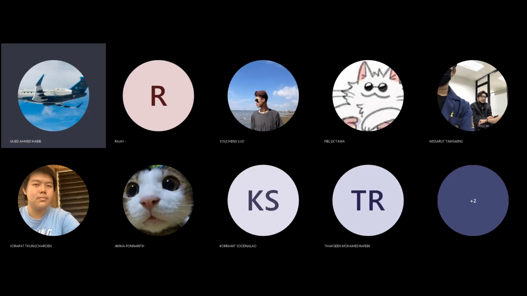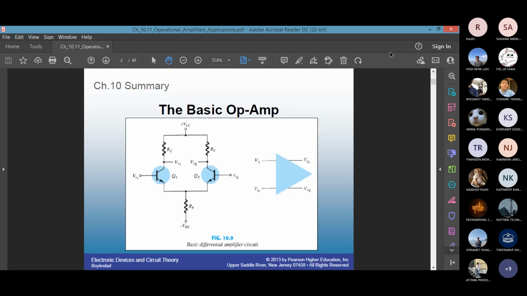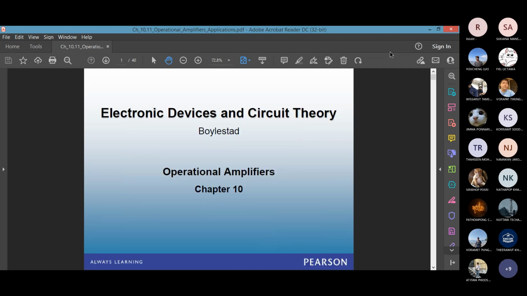The op-amp. Homework 3 will be combining the topic of JFET and operational amplifier. Operational amplifier, we say op-amp in short. This is our fourth topic, and until midterm you have op-amp. Before I go to the next slide, I'll talk a little bit about the basics of op-amp.